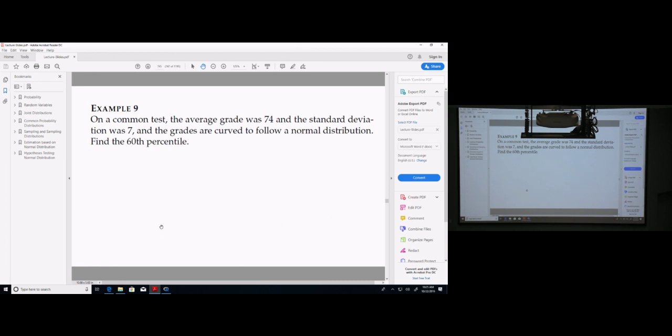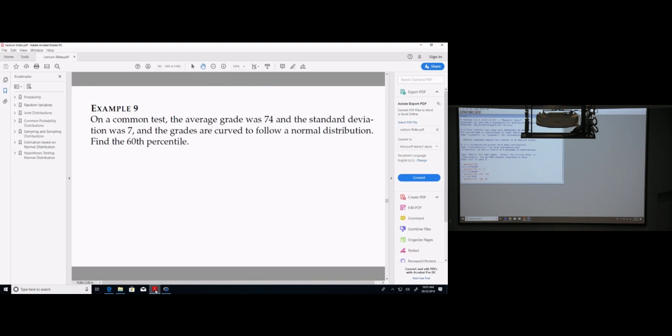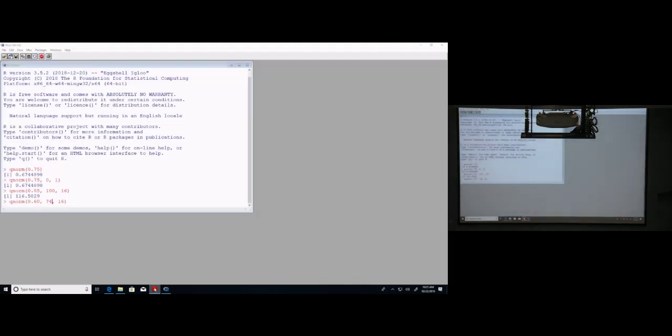So on a common test, the average score was 74, and the standard deviation was 7, and the grades are curved to follow a normal distribution. Find the 60th percentile. Okay. So if we are looking for the 60th percentile, we just use qnorm for the 60th percentile. And then we have to enter the average, which is 74, right? And then the standard deviation is 7.